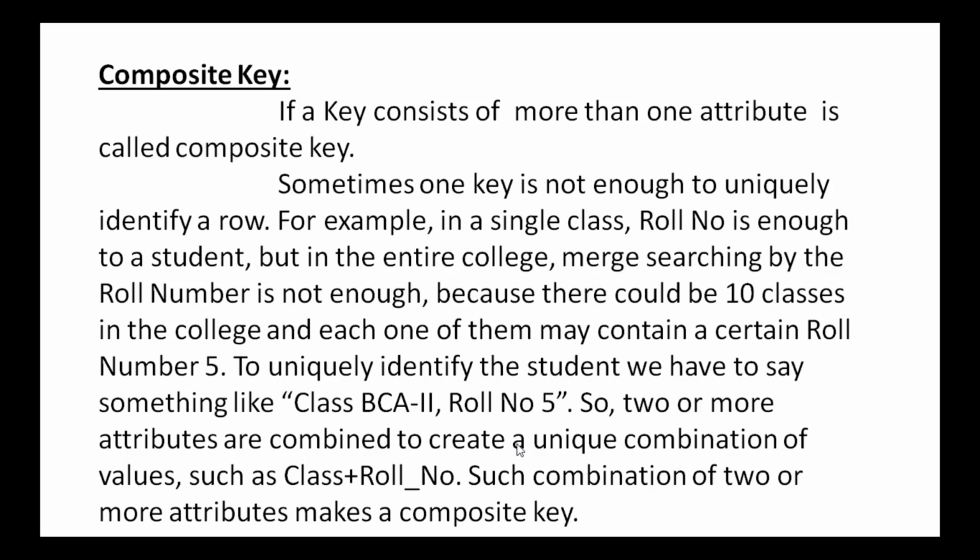But when you have so many classes in the college, every class has the same roll numbers. In that case, by using the roll number, you cannot identify each and every record, every student. That's why use the combination of roll number plus class name, like class BCA second section roll number 5. So here the two attributes are combined to create unique combination values. That means if a key consists of more than one attribute, it is called as composite key.